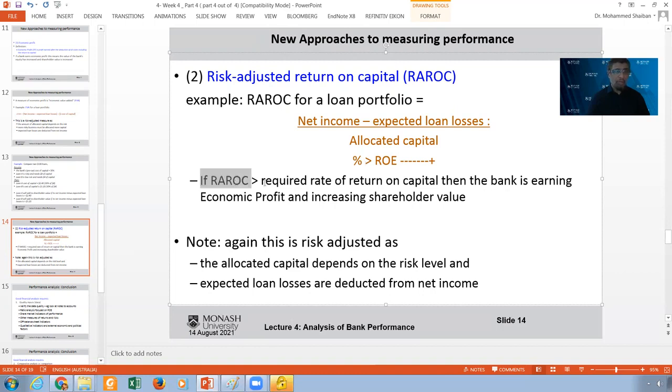So here, if the RORAC is higher than the required rate of return on capital, then the bank is earning economic profit and increasing shareholders' value, which means the bank is growing.